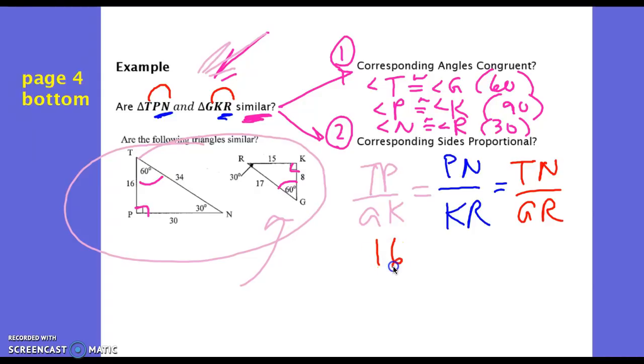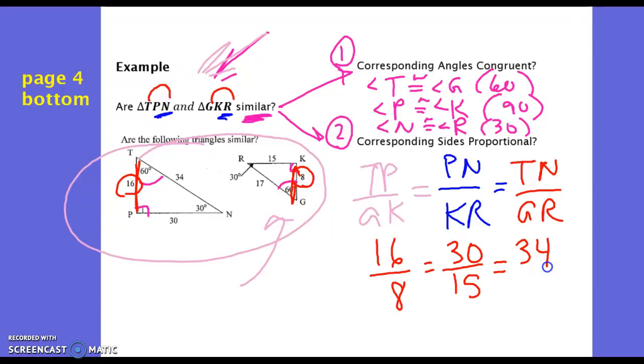So TP is 16, GK is 8. Where am I getting those values? Right here. I look along the side. This is 16. GK is right here. It is 8. PN is 30. KR is 15 if you look at your picture. And finally, TN is 34 and GR is 17. Notice that I'm naming the sides by naming the 2 letters of the endpoints of the sides.